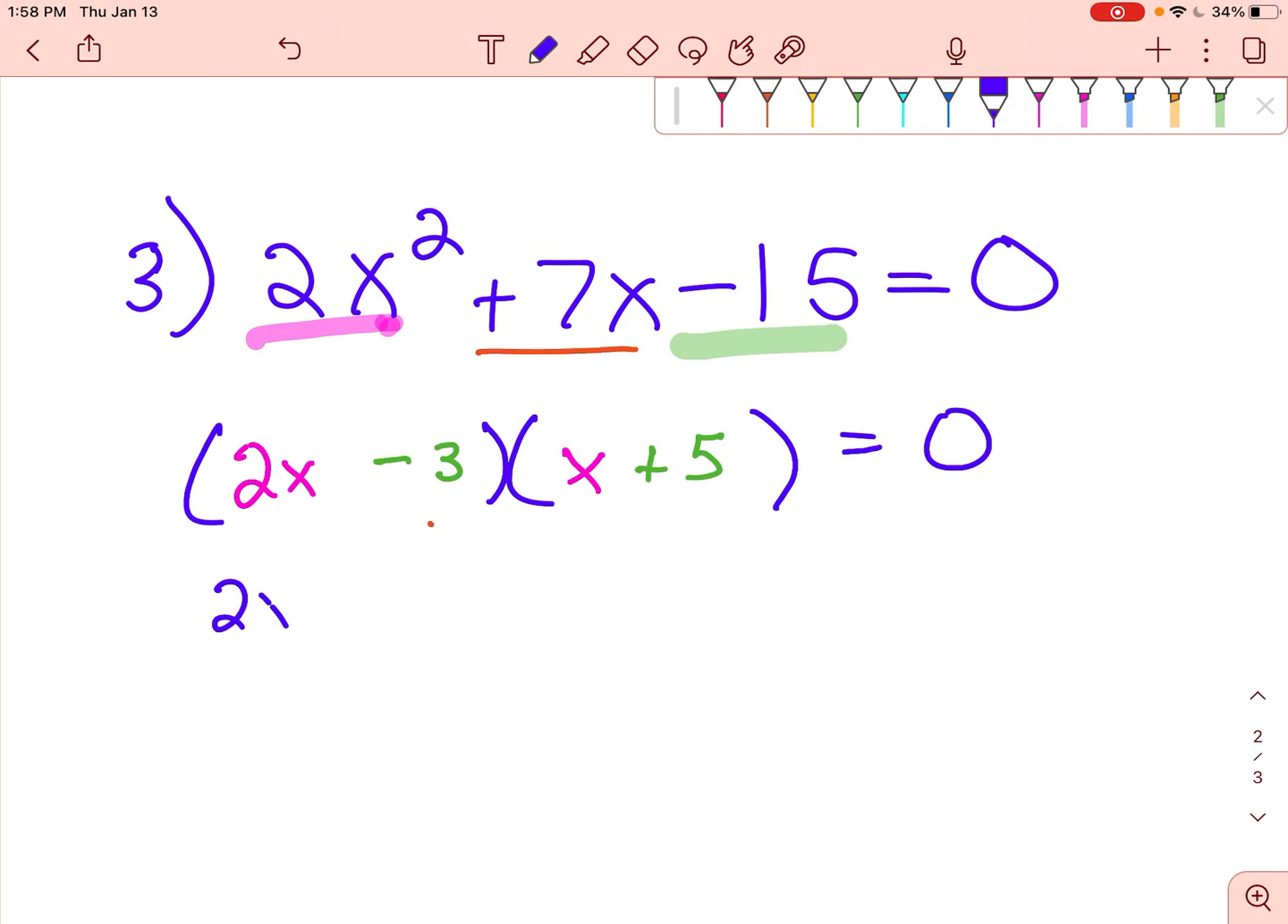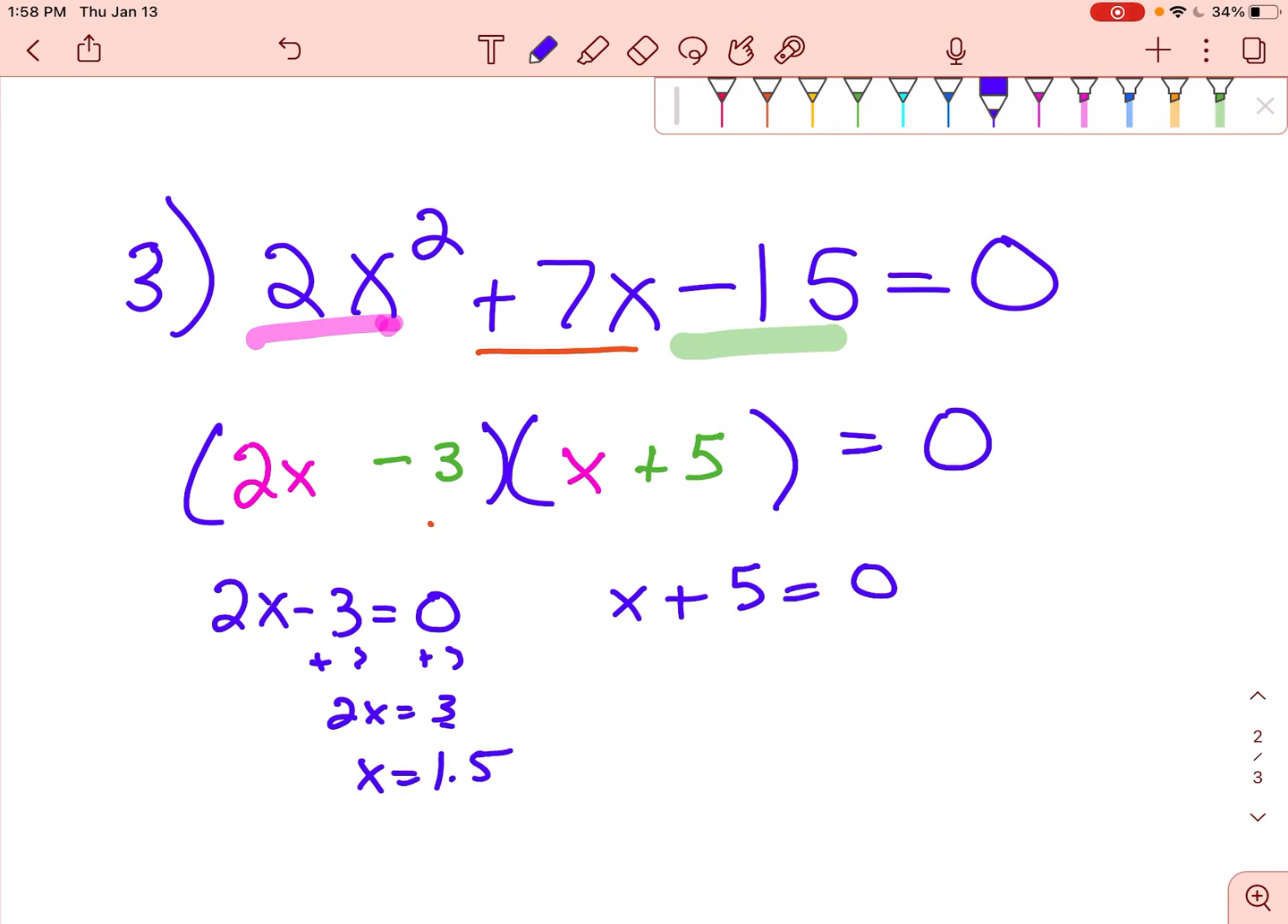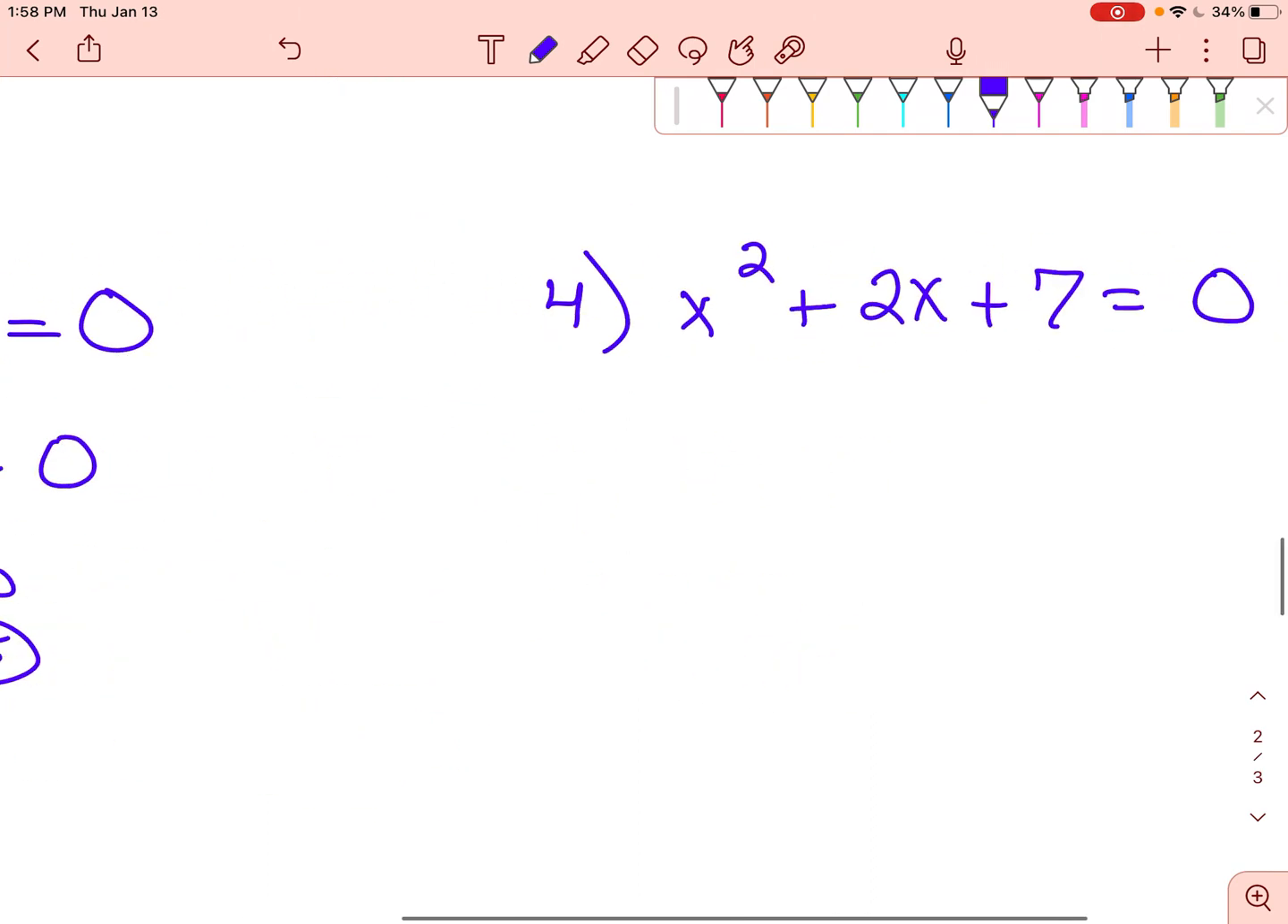We're not finished yet. We're going to set each of the factors equal to 0 because these said solve, and that means they want us to find the x-intercepts. So add 3 to both sides and then divide by 2. You'll get x is 1.5, or 3 halves, and with this one you should get x is negative 5. And again, if you take those numbers and plug them in for x here, you should get 0.